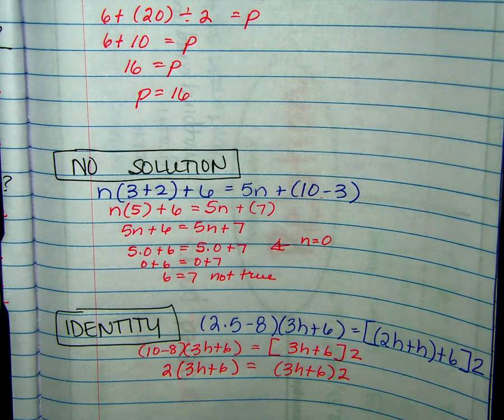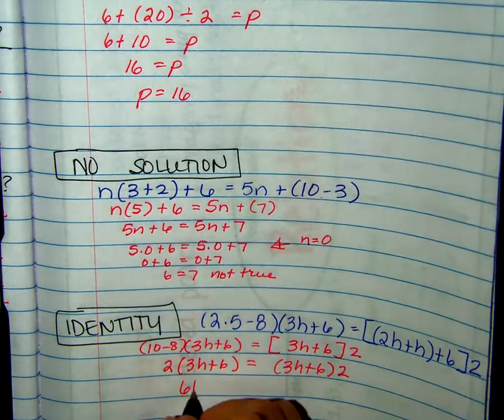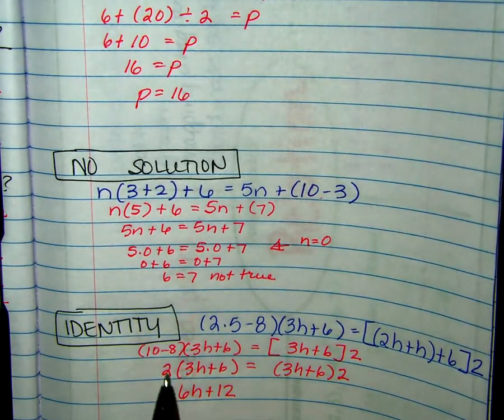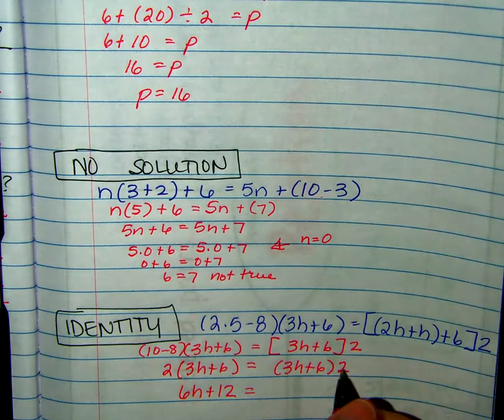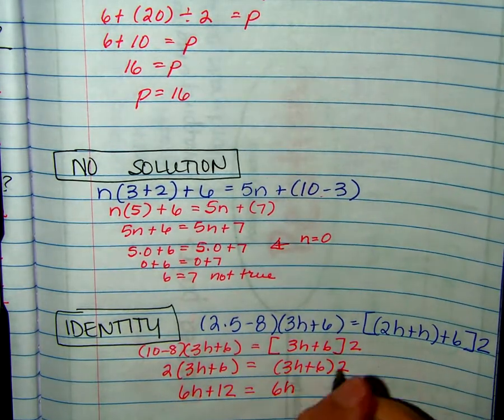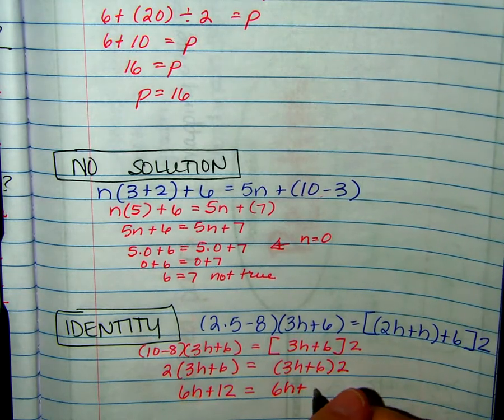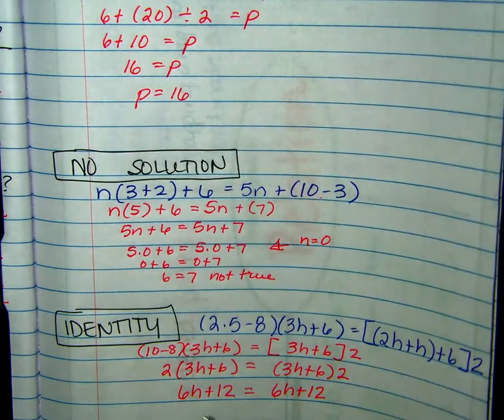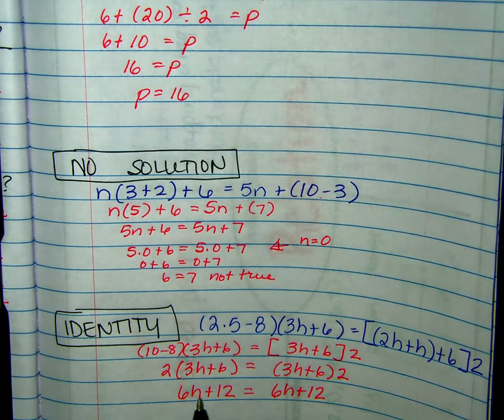Now I could finish this out. I could use the distributive property and say 6h plus 12. I multiplied 2 times 3h plus 2 times 6. And I do the same thing over here. I distribute 2 times 3h is 6h plus 2 times 6, which is 12. And if you notice, I have the same thing on both sides. This is called the identity. They're equal. They're the same thing.